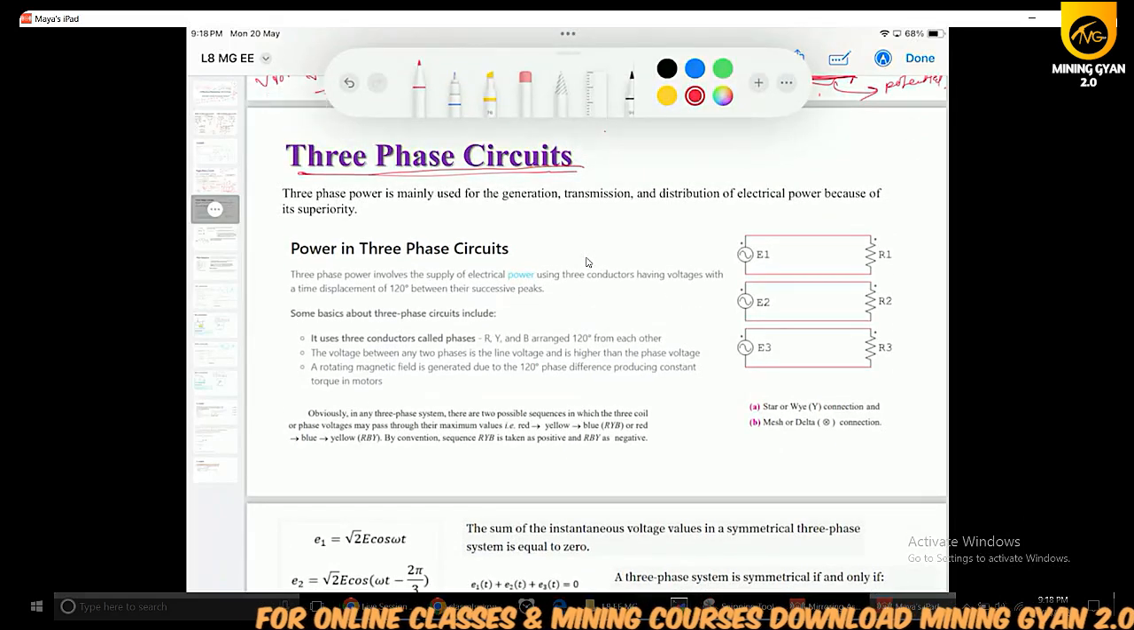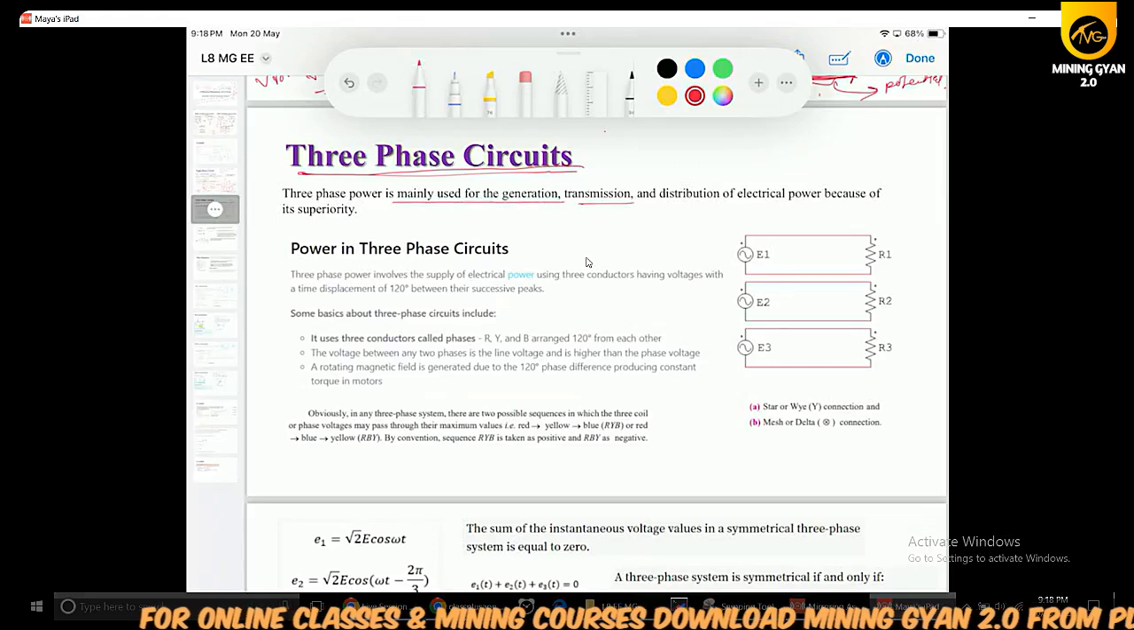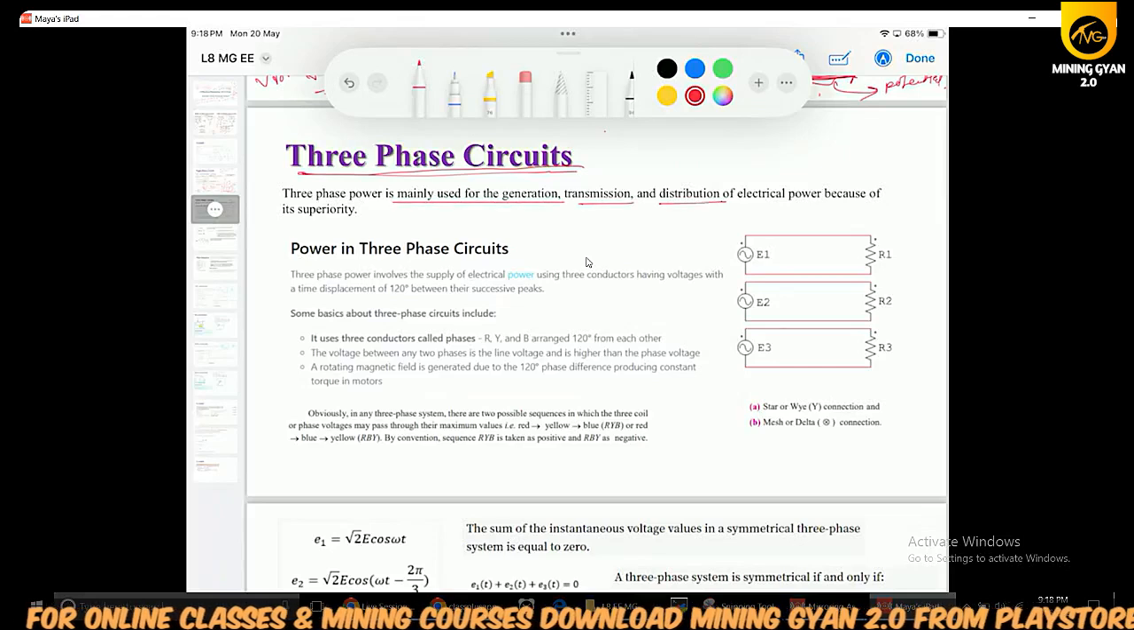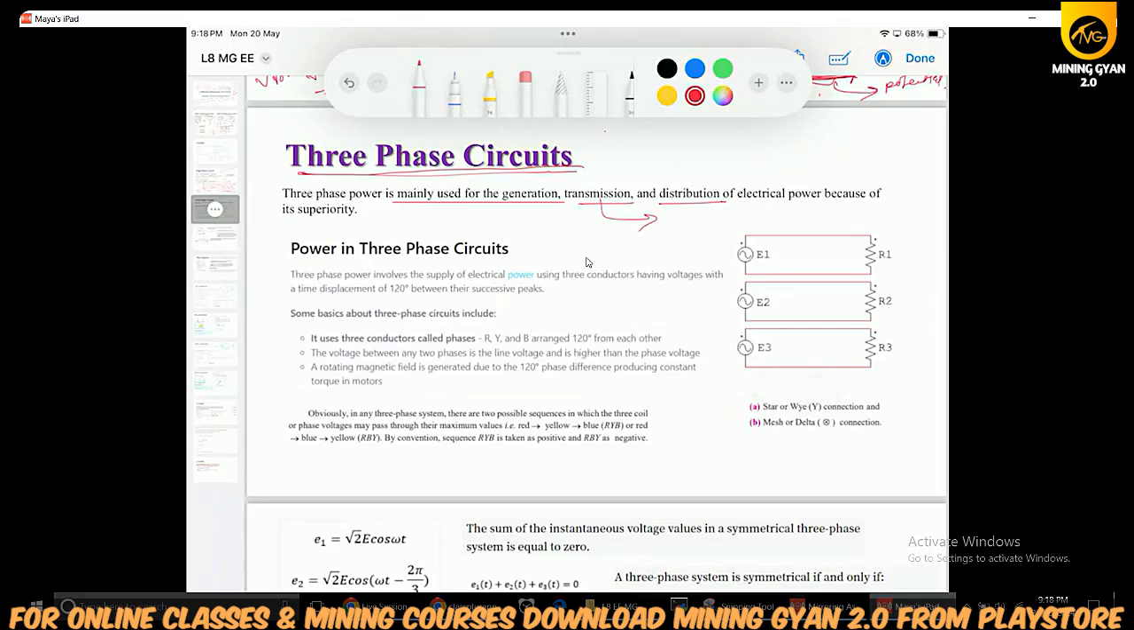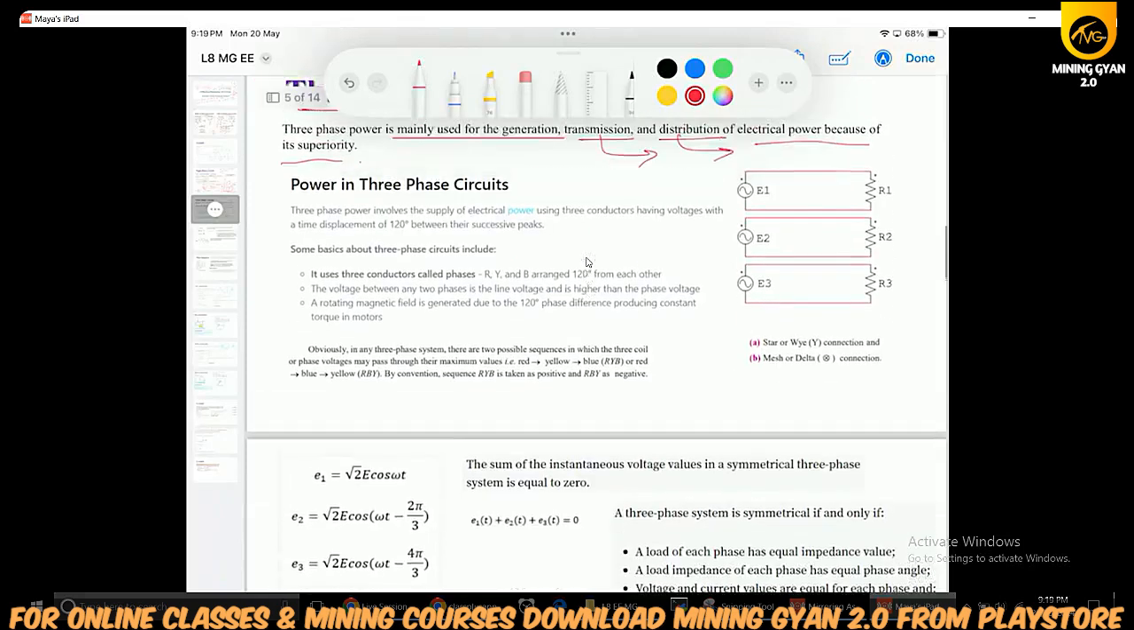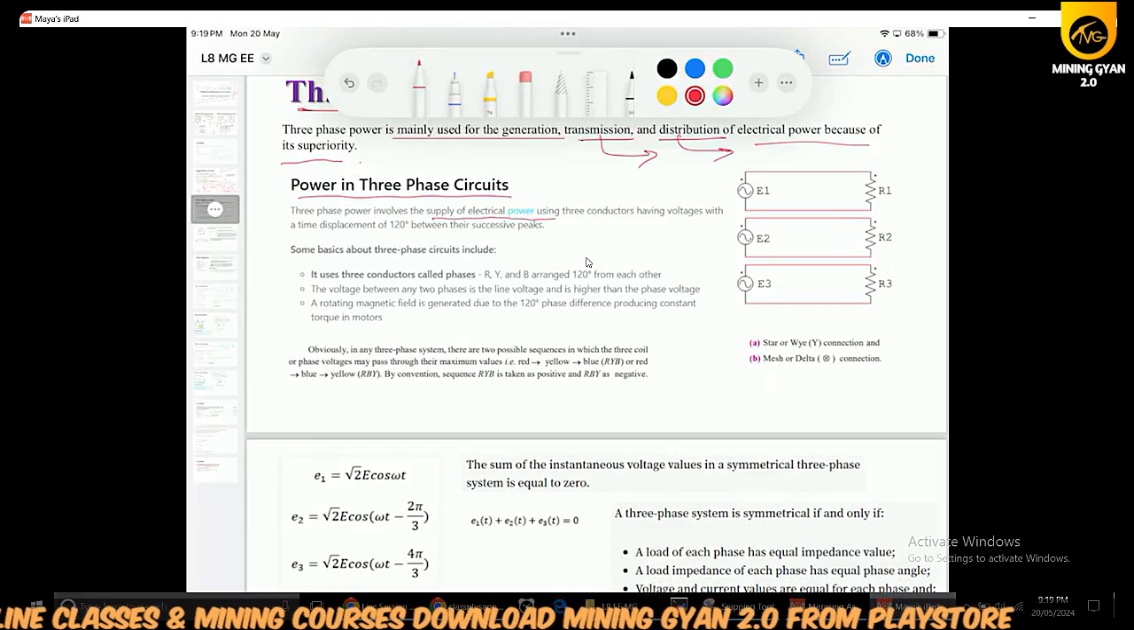Three-phase power is mainly used for generation, transmission, and distribution of electric power, because we want to generate a bulk amount of power in order to transmit and distribute it to different households or industrial loads. Three-phase circuits have superiority over single-phase circuits. So, power in three-phase circuits: three-phase power involves the supply of electric power using three conductors.